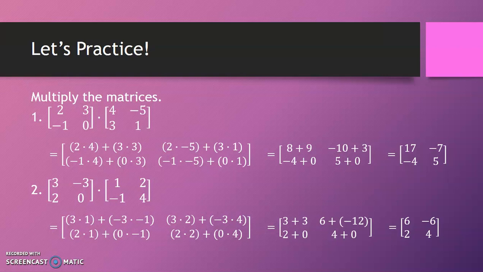Now that I've taken care of all the columns, I drop down to the second row, 2, 0, and I multiply that times the columns in the second matrix. So 2 times 1, 0 times negative 1. 2 times 2, 0 times 4. Multiplying those numbers, I have 3 plus 3, 6 plus a negative 12, 2 plus 0, and 4 plus 0. So my end result is 6, negative 6, 2, and 4.